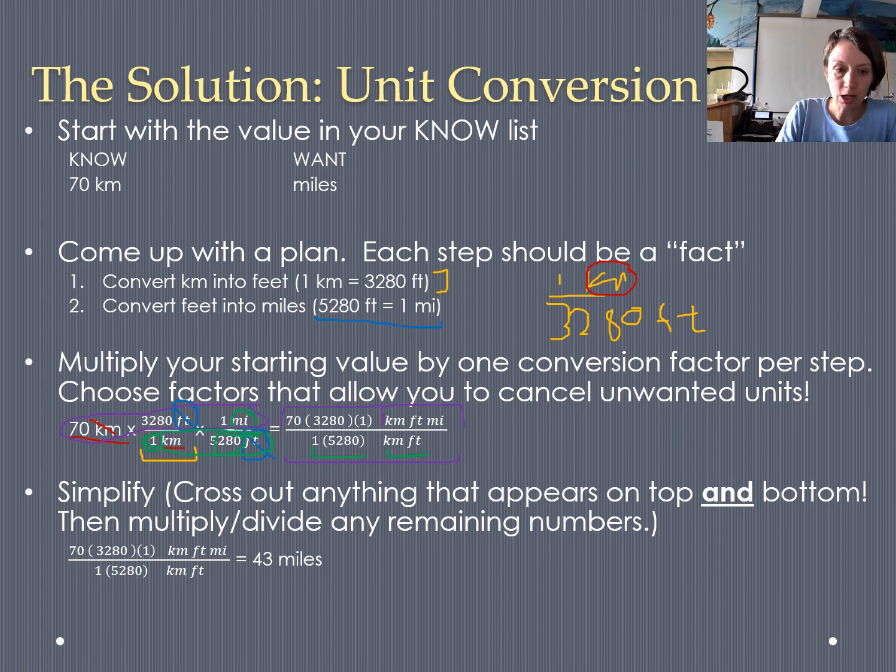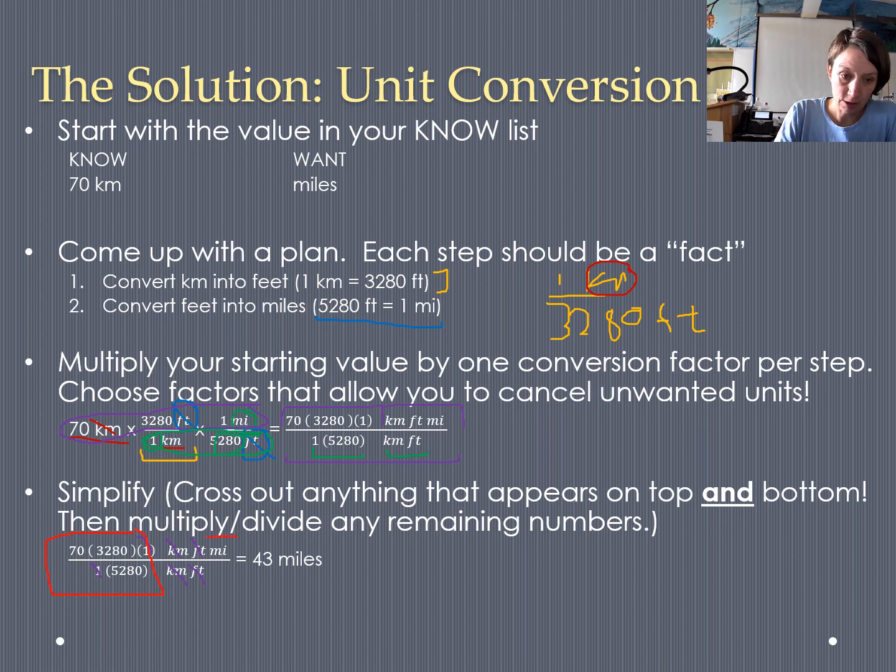So this is what it looked like before. We're going to cross out anything that's on the top and the bottom. I'm going to cross out kilometers because it's on the top and the bottom. I'm going to cross out feet on the top and the bottom. I might even go over here and cross out 1 because 1's on the top and the bottom, just to make my life easier. So I'm left with this little mini problem right here, 70 times 3,280.